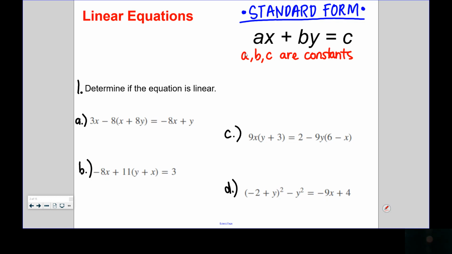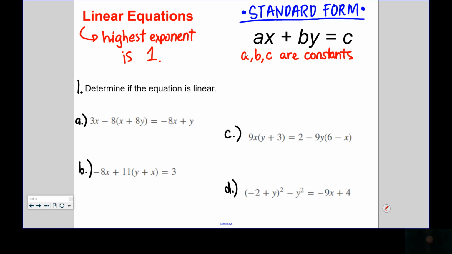All right, so linear equations have an important property. The highest exponent is 1. So if you have an exponent that's greater than 1, then that's not a linear equation. We're going to use that idea as we answer this first question. The first question says, determine if the equation is linear. This is just a yes or no question. Yes, it's linear, or no, it's not linear.